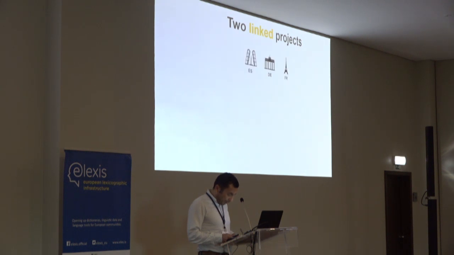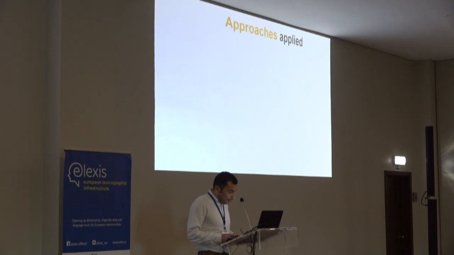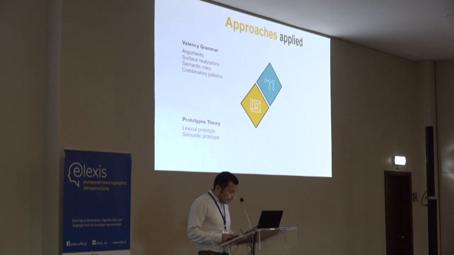Multigenera and Multicom are two multilingual projects. The languages involved are Spanish, German, and French. The main goal of the project Multigenera is to develop a tool to automatically generate noun phrases. The Multicom project aims to offer a simulator for creating acceptable sentence contexts for these noun phrases in the three languages involved. Therefore, both projects are associated in a progression from the phrase level to the sentence level. The development of both projects is fed by different theoretical and methodological approaches from different linguistic theories, such as valency grammar, of course, prototype theory, meaning-text theory, and, of course, natural language processing.